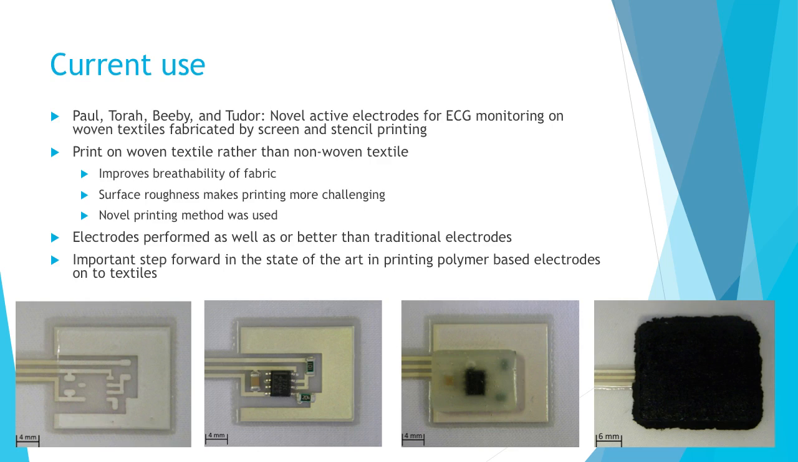The authors found that their printed electrodes performed well as silver chloride electrodes, and better than passive electrodes when the subject was stationary or walking. However, running caused the electrodes to lose contact with the skin, making them less effective. This paper is important because it represents a step forward in the state of the art and acts as proof of concept for flexing polymer-based electrodes onto textiles.